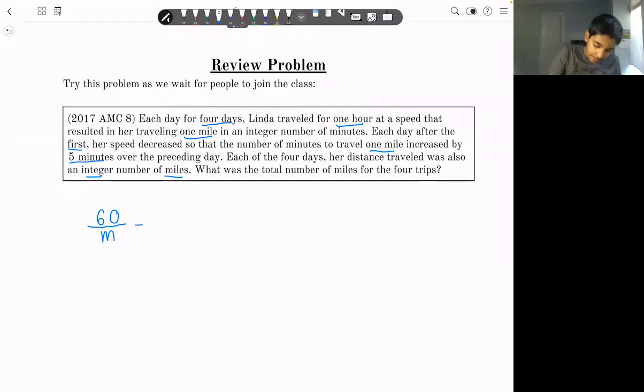So then the next day, it's going to be 60 over m plus 5. The reason being, the next day, her speed decreases, so the number of minutes to travel 1 mile is going to become m plus 5. And then the next one is just going to be 60 over m plus 10. Same thing, we just add 5 to the previous value. And for the final day, it's just going to be 60 over m plus 15.